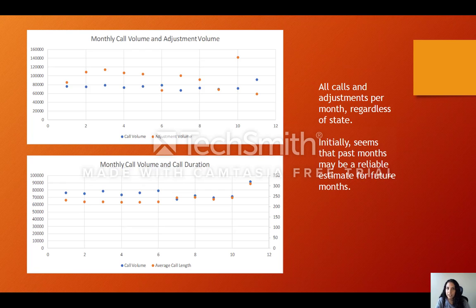And then with call volume and length of calls, call duration, we also map the averages. And again, we can see they move in a pretty similar pattern, or maybe even almost overlap each other toward the end of the year. So we assume from here that past months would mean that we have some reliable estimates for the future. So in our initial evaluation, not only did we have the basic statistics, but also some patterns that may be emerging here that we could take a look at.